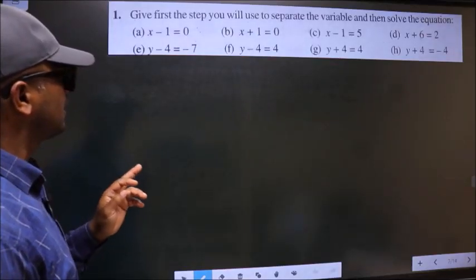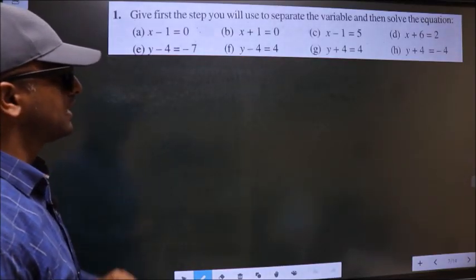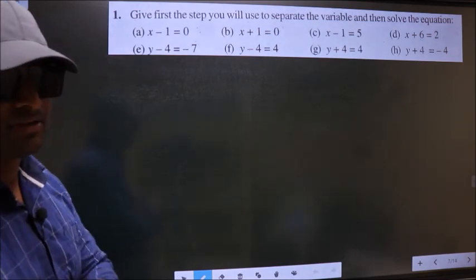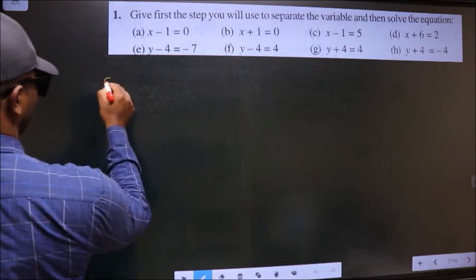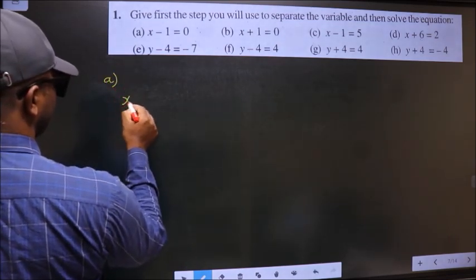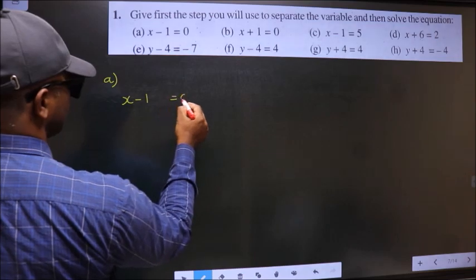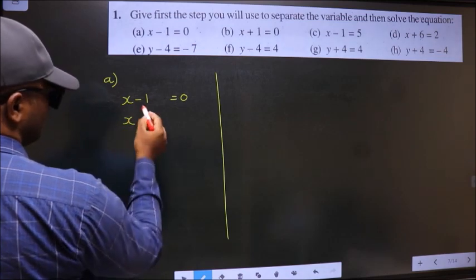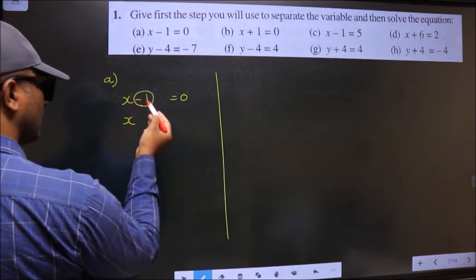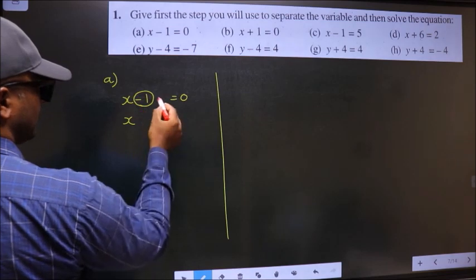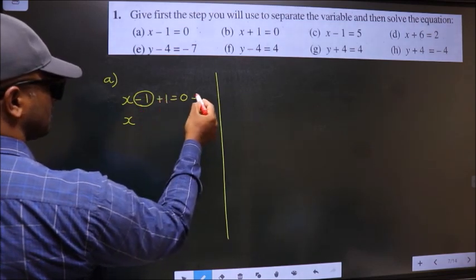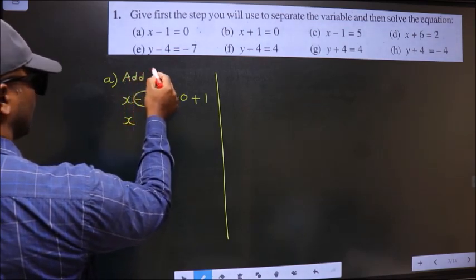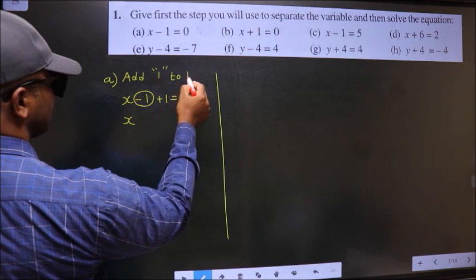Give first the step you will use to separate the variable and then solve the equation. First question, A. We have x minus 1 equal to 0. Now to get the value of x, we should remove minus 1. To remove minus 1 from this side, we should add 1 on both sides. So our step is add 1 to both sides.